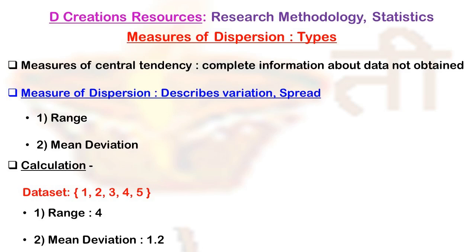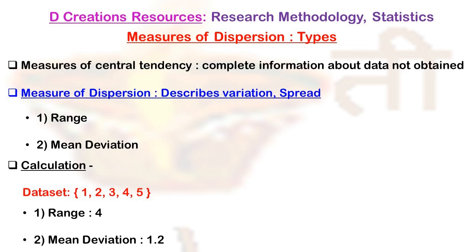We are looking at different aspects of statistics and research methodology, and let us have a topic which is mainly a topic from statistics, but which is very relevant for research analysis, and that topic is dispersion.